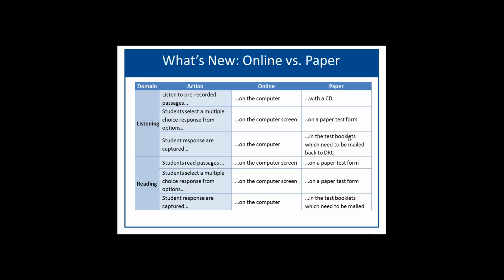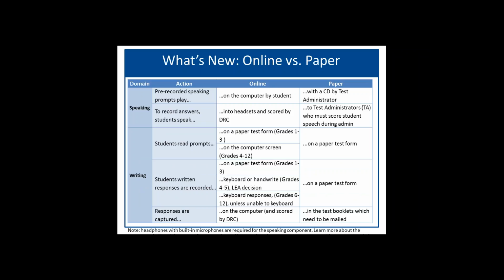So looking at each test domain and the actions required for each, these charts show the differences between the online and the paper version. You can see in listening and reading, all of the passages and the response choices are displayed on the computer screen, whereas previously, the paper form and the test booklets were used for these domains. The big changes are in speaking and writing.